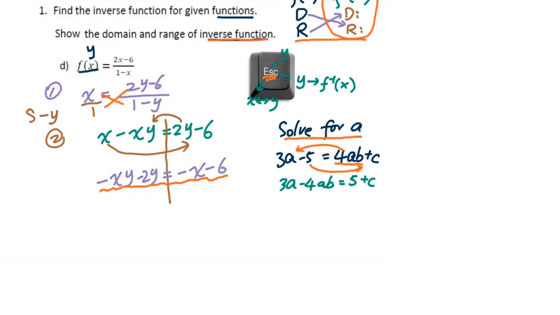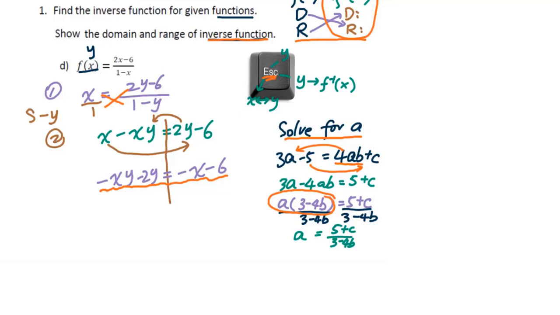Next step, we take a out. We do the common factor, so we get a times (3 minus 4b) equals 5 plus c. The next step, divide by 3 minus 4b on both sides. Then we got a equals (5 plus c) over (3 minus 4b). Remember, this is a very critical common factor, this a.